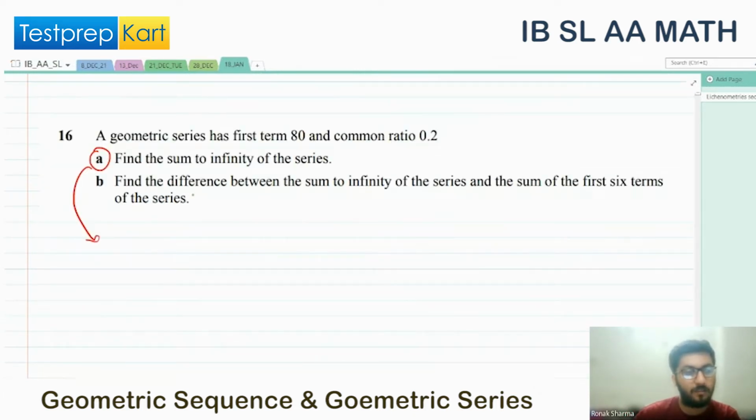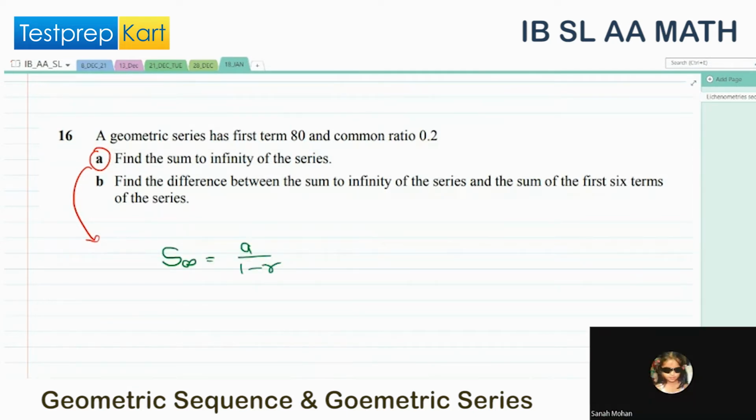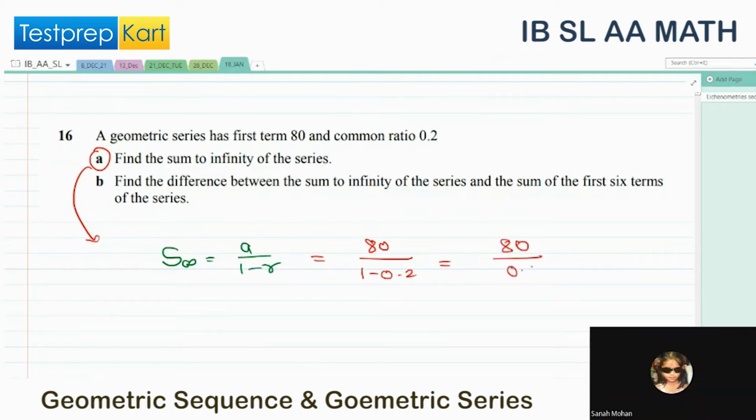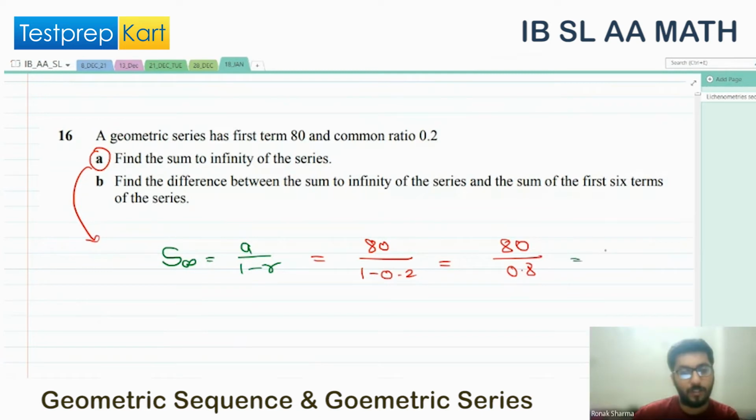See, basically, we know that the sum to infinity is A upon 1 minus R. A is 80, the common ratio is 0.2, so 1 minus 0.2. So 80 by 1 minus 0.2 will be what? 0.8. So that will be 80, and if I want to remove the point, I will multiply by 10 in the numerator. Sorry, this will be 10, not 80. 8 into 10 is 80, so the overall answer is 100.